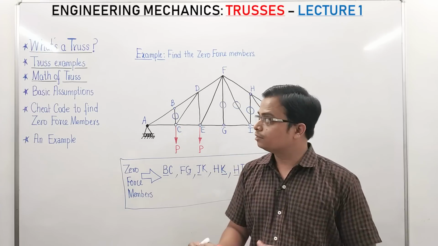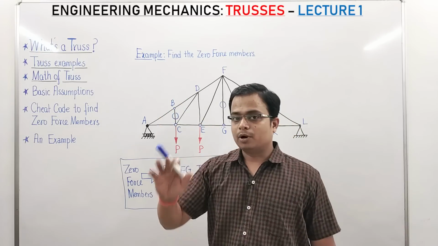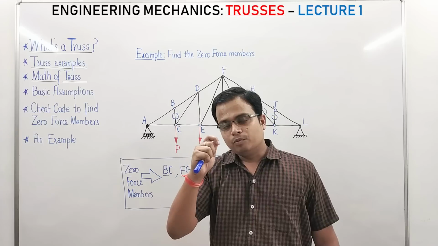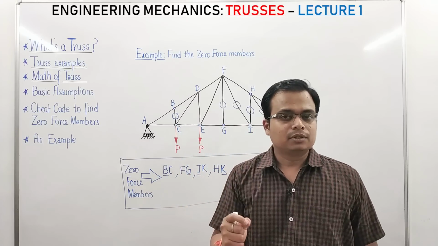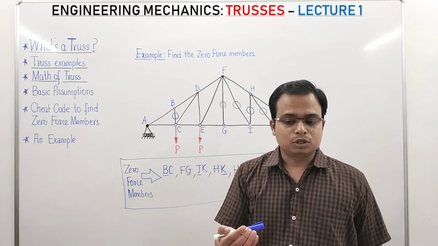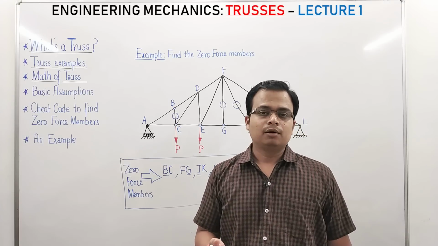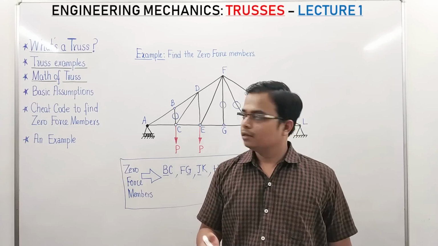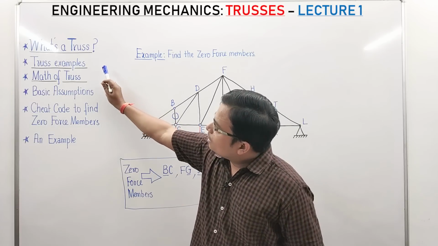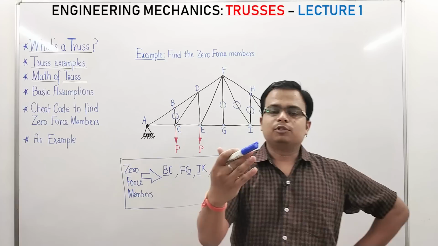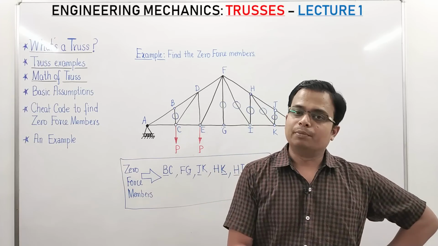Remember, let me just summarize. When you talk about a truss, you're talking about a system of connected members which has two prime objectives. One, to support and withstand the load, and second, to transfer the loads. Then we saw some examples based on a roof truss and also a bridge truss.